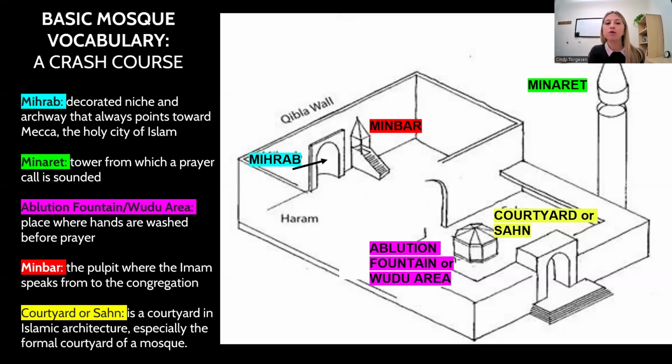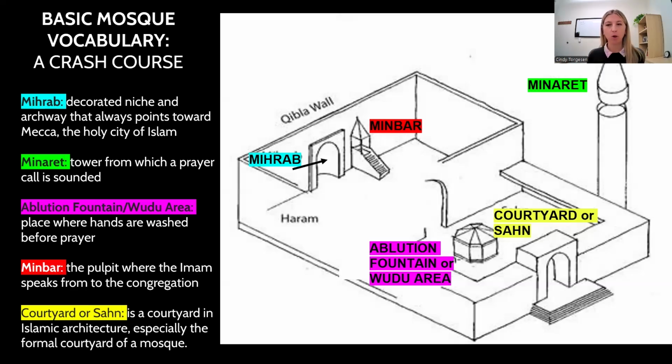Often you're going to have an ablution fountain or a wudu area. This is basically a water feature that is meant to deliver water for ritual washing and cleansing before prayer. Minbars are common in mosques as well.